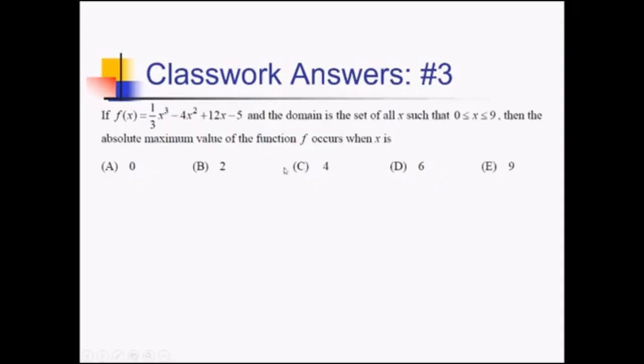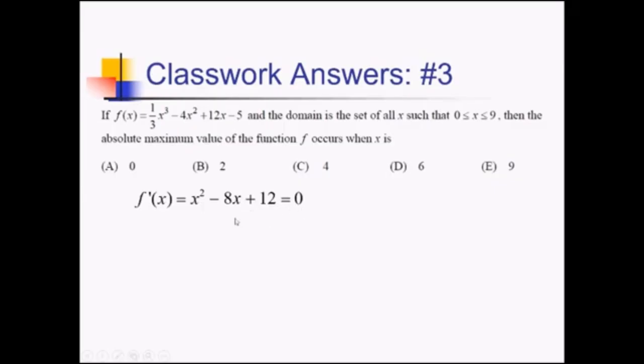Let's get our other candidates, which are going to be whatever critical values this function has on the interval from 0 to 9. So to find those, let's take the first derivative. Using our power rule, we've got 3 times a third, which cancels. That's just going to be plain old x squared for that first term. Next one, we have 8x followed by 12. 5 is just 0, so we don't have to write it. So this is our derivative. We want to see where this equals 0. We're also interested in where the derivative in general does not exist for critical values, but this one exists everywhere, so it's just the zeroing values we need.